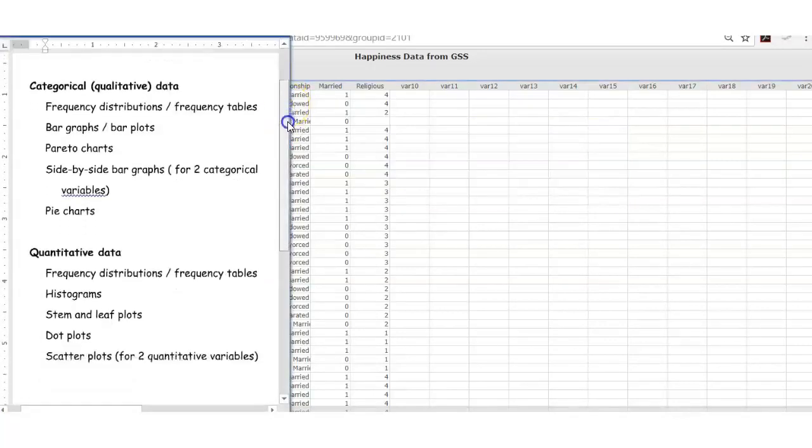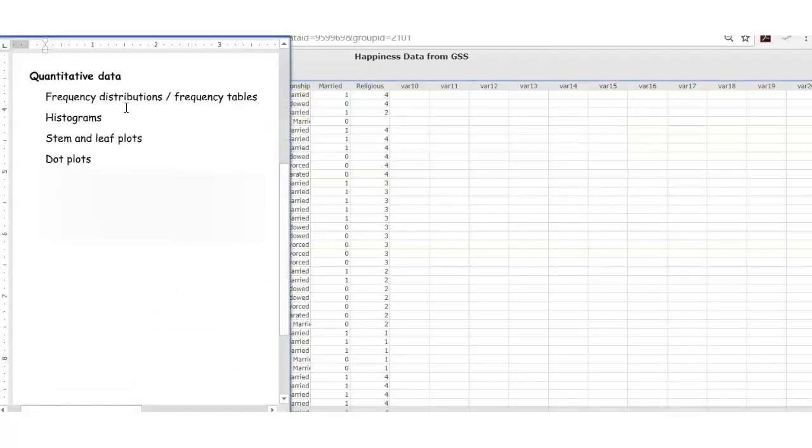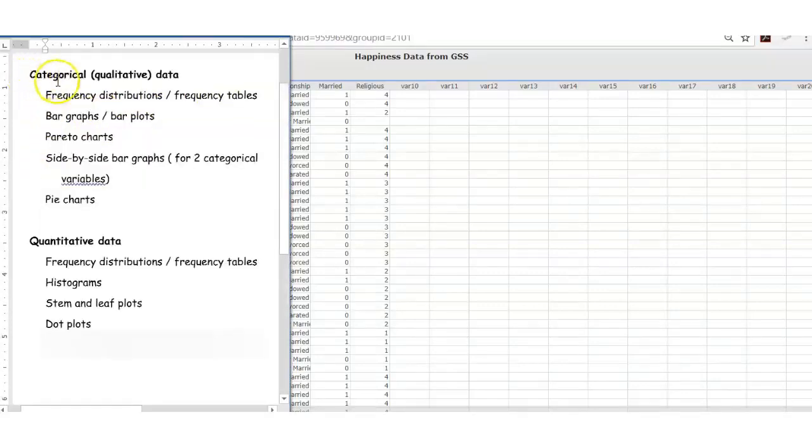Overall, for our quantitative data, here are the types of graphs and displays that we can do. Frequency distributions or frequency tables, histograms, stem and leaf plots, dot plots. Here are different ones for categorical data. Here are different graphs for quantitative data. The only one really that's the same is that we can do frequency distributions for either one of these two. This is why it matters whether the data is categorical or quantitative, because we are doing very different types of graphs for the two things.